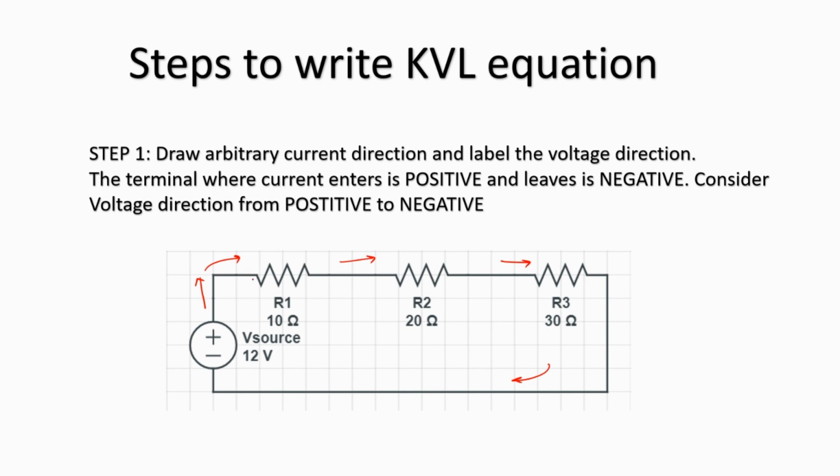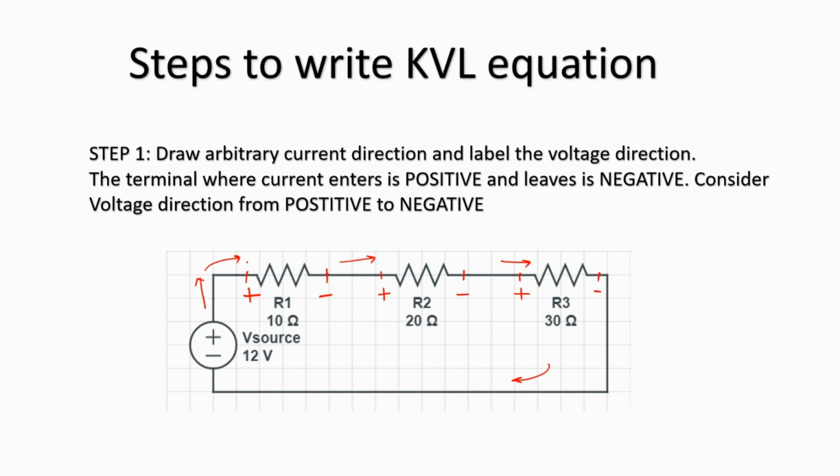Now, since the current is entering R1 at this point, we are going to consider it to be a positive terminal, and since it's leaving R1 at this point, it is considered to be negative. The same thing is applied to R2. So current enters here and this is positive, this is negative. For R3 again, consider this to be positive and negative. So now the first step is we've considered an arbitrary current direction and we have labeled the voltage direction, in the sense we have marked the terminals with positive and negative signs.